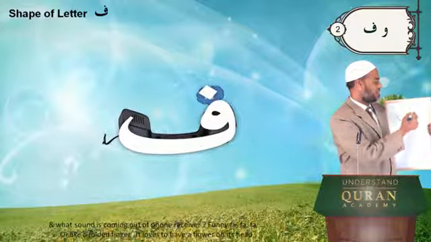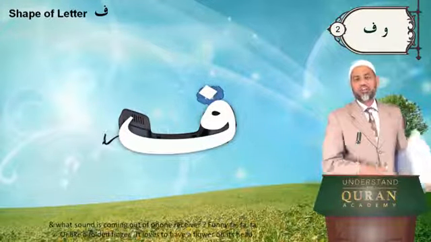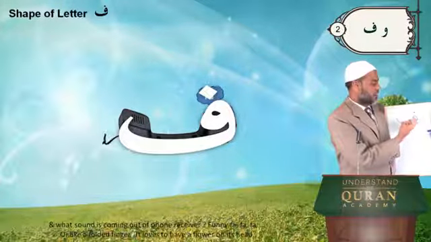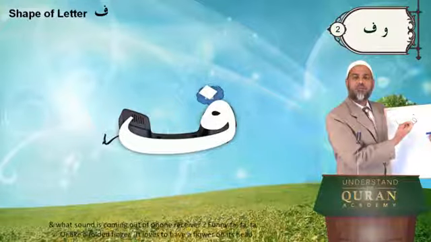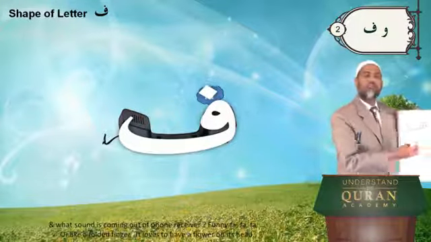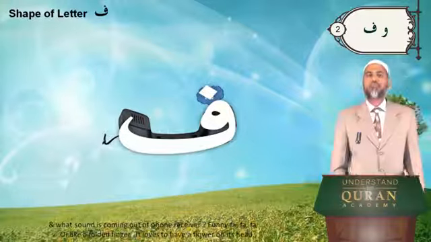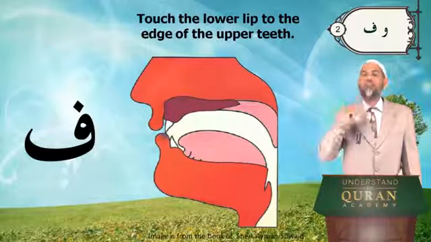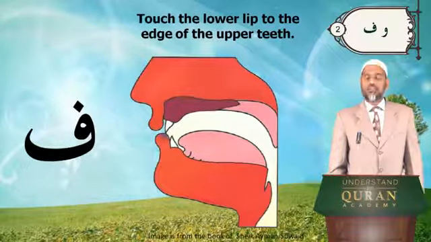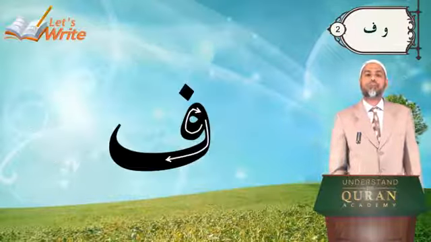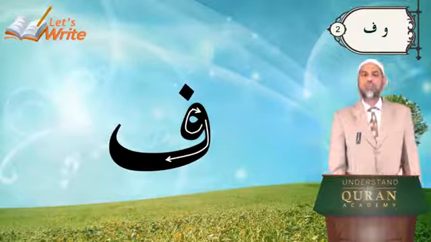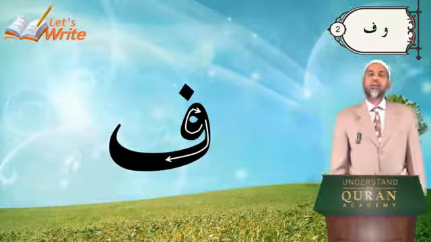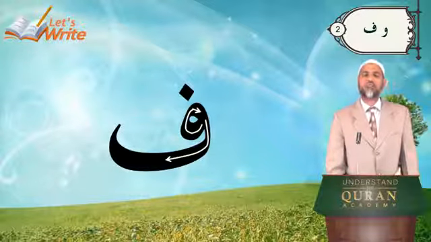Fa. And you can also imagine it to be like a folded finger with a flower on the top. Fa. How do you say Fa? Touch the lower lip to the edge of the upper teeth. Fa, fa. So here you have a phone receiver with the sound Fa coming out of it.